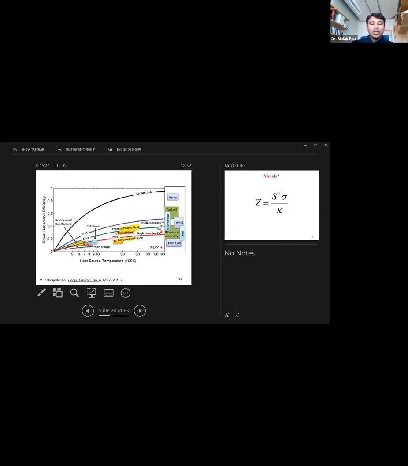Now, we'll see what is the thermoelectric figure of merit of commercially available thermoelectric materials. It's about near 1. But for thermoelectrics to be competitive with other alternative power sources, the ZT value should be above 2. There are some materials developed in the lab with ZT value above 2. However, they are not yet commercialized.